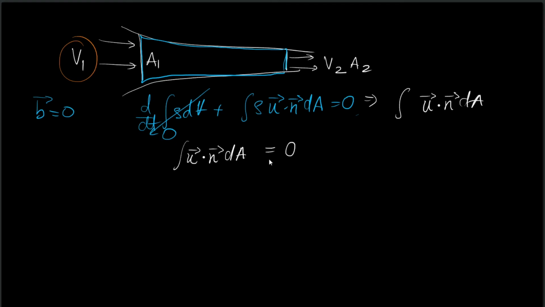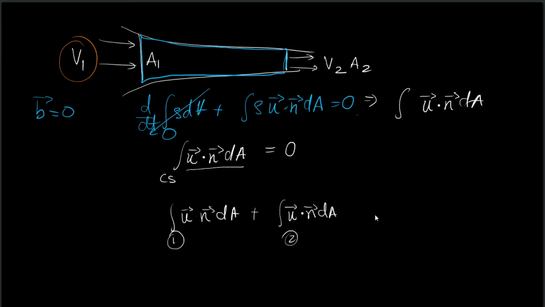is equal to 0. And what constitutes this particular integral over the surface, the control surface? So it is going to be integral u dot n dA evaluated at 1 plus integral u dot n dA evaluated at 2. This is equal to 0. Now at surface 1, u dot n is minus whatever the velocity is at this location 1.